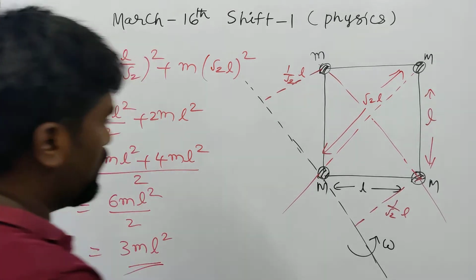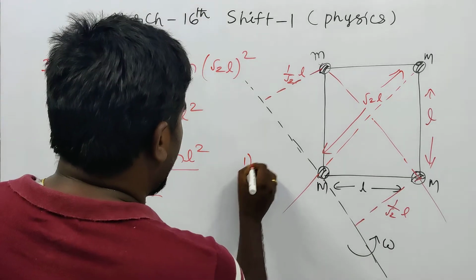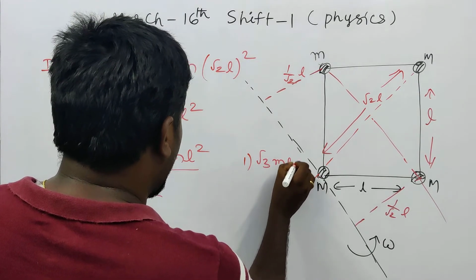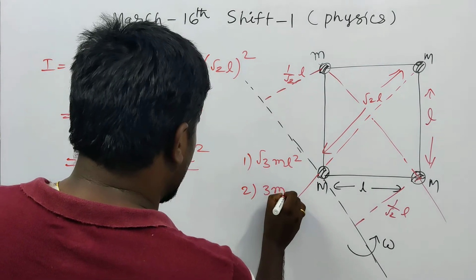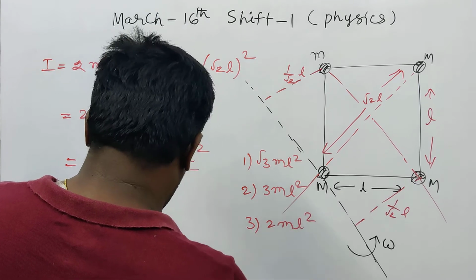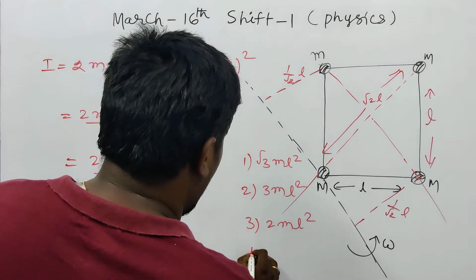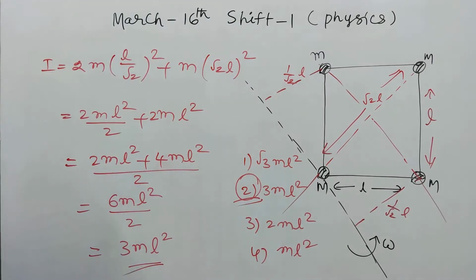The options given are: option A root 3 mL square, option 2 3mL square, option 3 2mL square, and option 4 mL square. So the second option is the right answer.